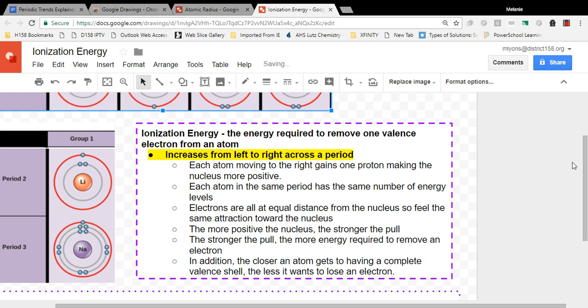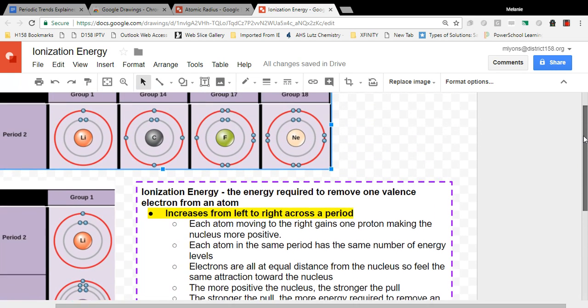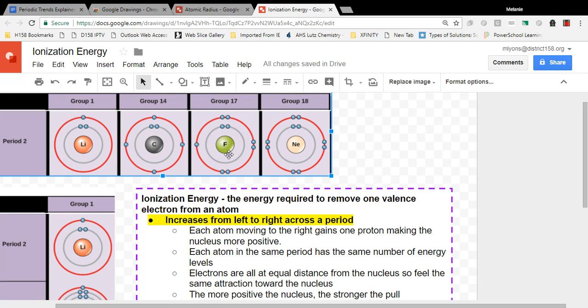The other thing that we know, we learned this last semester, is that neon is very stable because it has a full octet. Fluorine is almost stable. It's got 7 valence electrons. It does not want to give up an electron. In fact, it really wants to gain an electron.